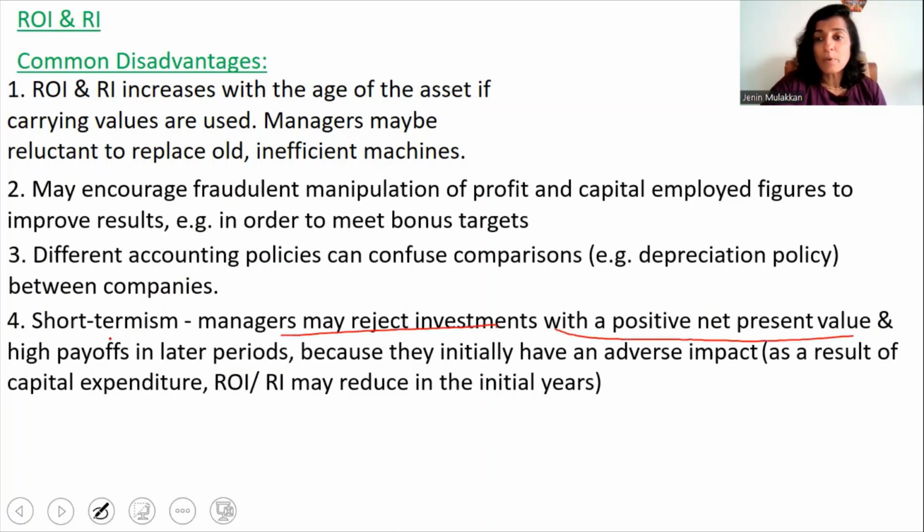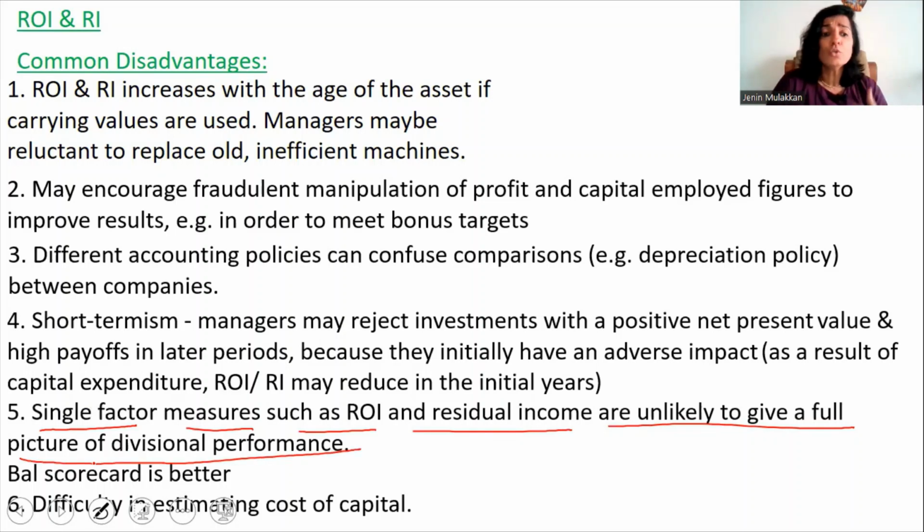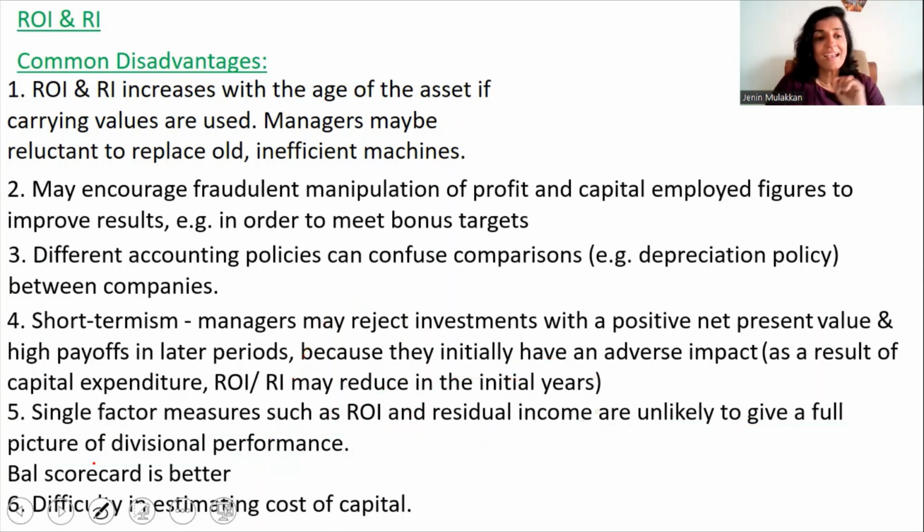Managers may reject investments with a positive net present value and high payoffs in later periods because they initially have an adverse impact. As a result of this capital expenditure, the ROI or RI may reduce in the initial years. Now, moving to the next disadvantage, single factor measures such as ROI and residual income are unlikely to give a full picture of the divisional performance. You should use a balanced scorecard where there are multiple perspectives, like the customer perspective and the internal business processes. So by depending on just one measure, that is ROI or RI, you will not get the correct picture of that division. And the last disadvantage is difficulty in estimating the cost of capital.